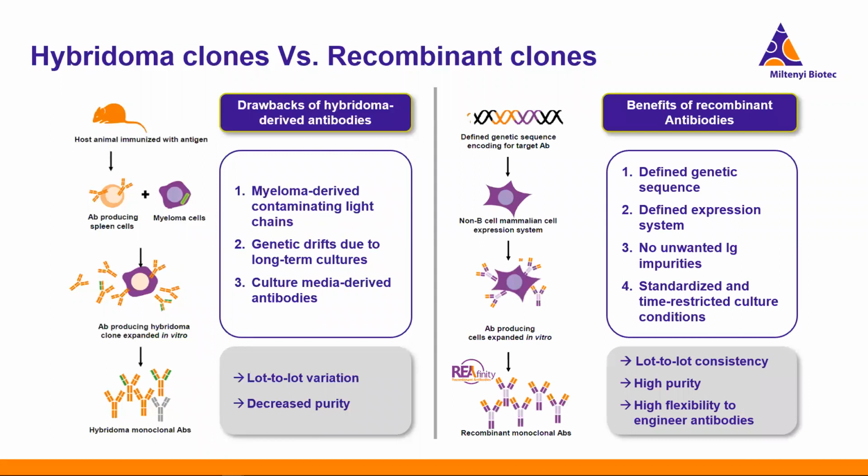And recombinant antibody manufacturing resolves all of these problems. And that's why I think we're seeing a lot of the therapeutic antibodies popping up in clinical trials now. They're manufactured in this way. They're not produced in B cells. So you don't have to worry about contaminating heavy and light chains.